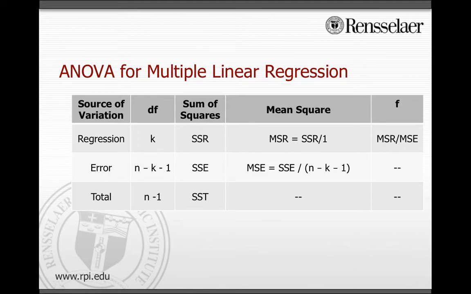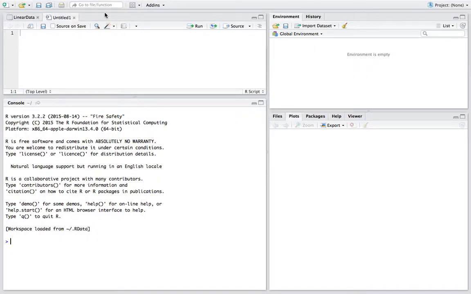Lastly, you can also do an ANOVA analysis, or analysis of variance, for multiple linear regression. This is very similar to doing an ANOVA for simple linear regression. The only thing that changes are the degrees of freedom here, where you take into account the number of independent variables k. So let's look at an example in R.